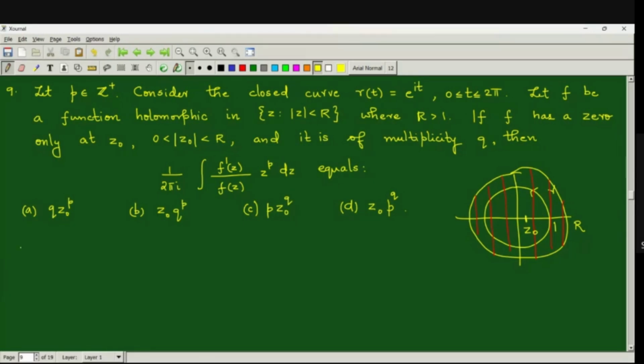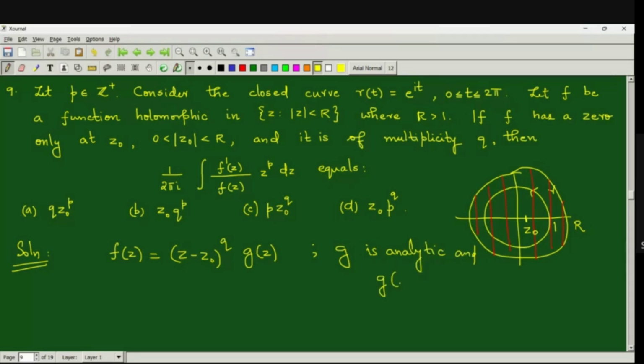Okay, we'll start anyway. What is given about f? f is having only a zero at z naught, and that too of multiplicity q. So this is of the form f(z) = (z - z naught)^q g(z), where g is analytic and g(z naught) is not equal to 0.